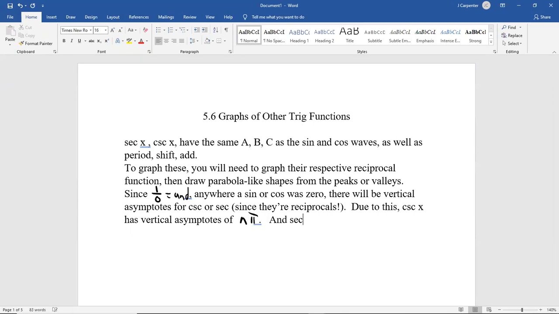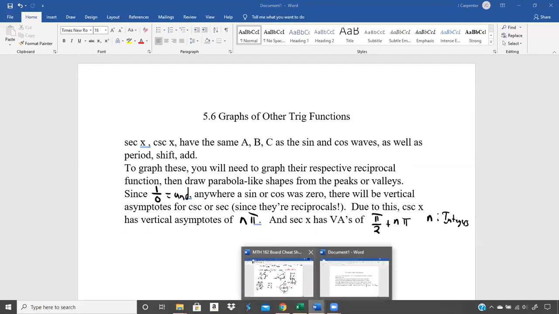And secant of x has vertical asymptotes, VAs, I'm just abbreviating now, of, and this one's a little weirder, pi over 2 plus n pi. So n is the integers. Integers are your -5, -4, -3, -2, -1, 0, 1, 2, 3, 4, 5, extending forever and ever. So what I'm saying here is that your secant is going to have those dotted vertical lines every multiple of pi over 2 and adding a pi. That's what this says. Why is this?